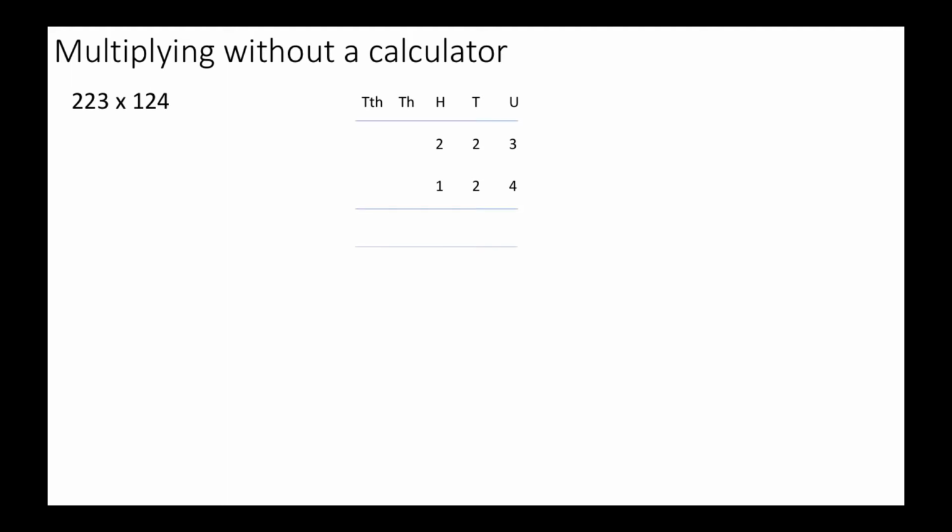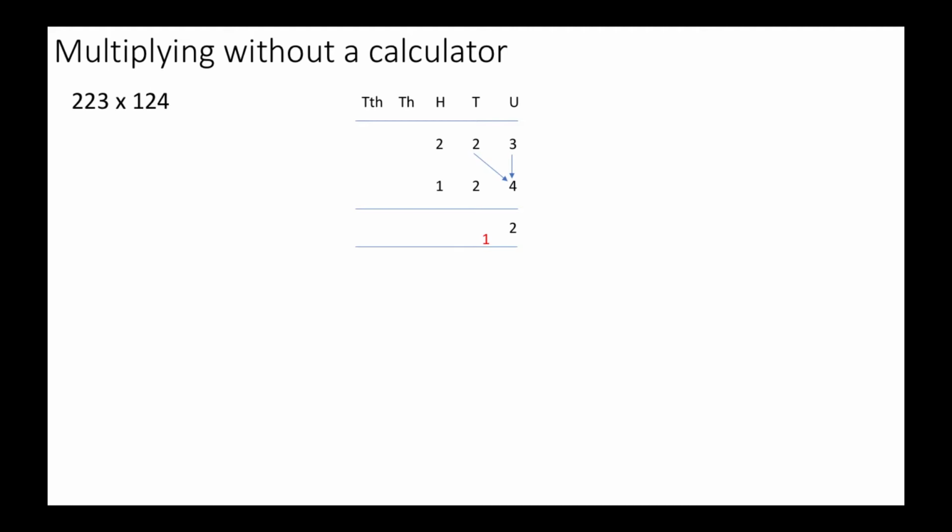So what we're going to do is multiply everything on the top by everything on the bottom. So first of all, we're going to start by multiplying all of these numbers by this first one here. So we're going to do 3 times 4. 3 times 4 is 12. Now 12 is going to be written as a 2, and then we're going to carry the 1 over to the next column. And then we're going to do 2 times 4. So everything is being done by 4.